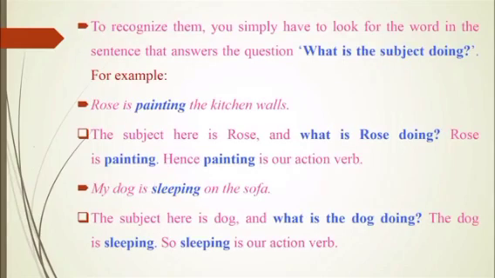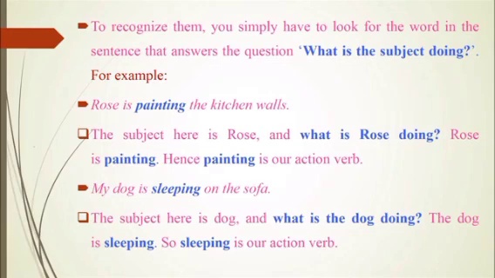So, to recognize them, students, you simply have to look for the word in the sentence that answers the question, what is the subject doing? For example, Rose is painting the kitchen walls. The subject here is Rose. And what is Rose doing? Rose is painting. Hence, painting is our action verb.